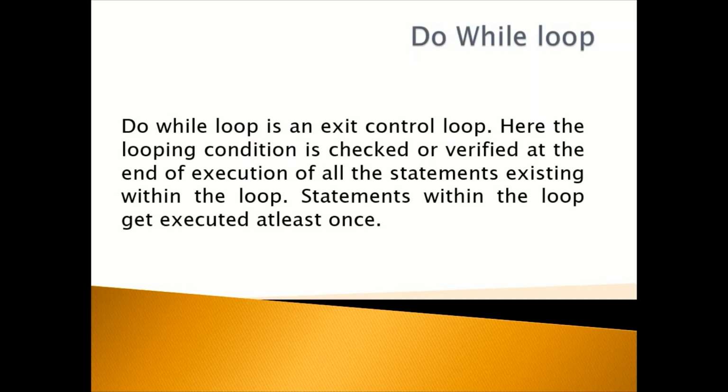Next we have do while loop. Do while is an exit control loop. Here the looping condition is checked or verified at the end of the execution of all the statements which are present inside the loop. Statements within the loop get executed at least once because the condition we are checking after the execution. So at least once the statements are executed even if the condition is false.